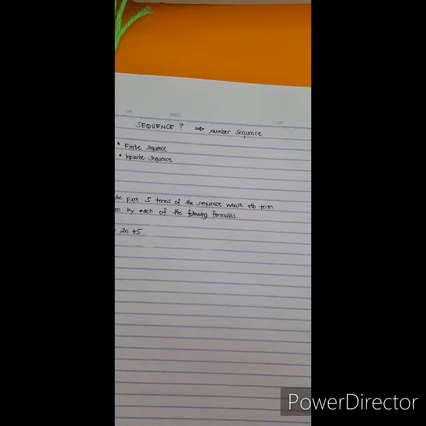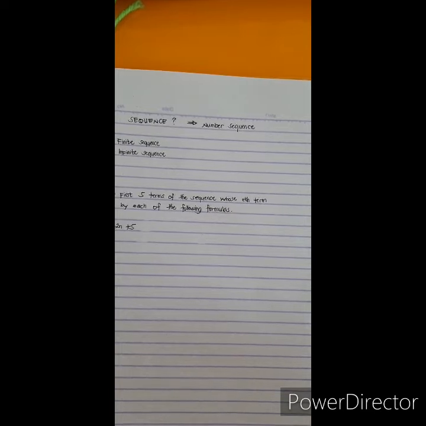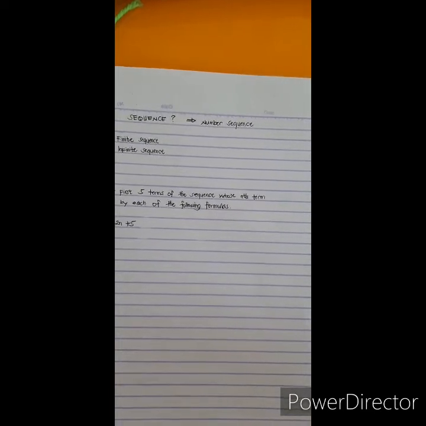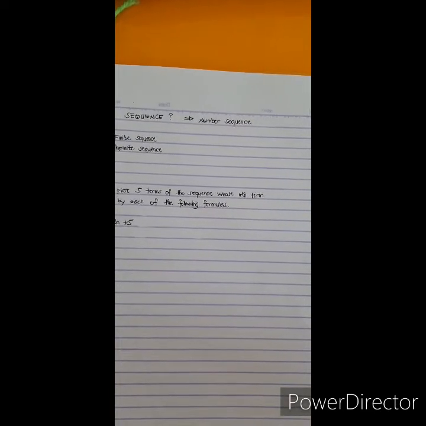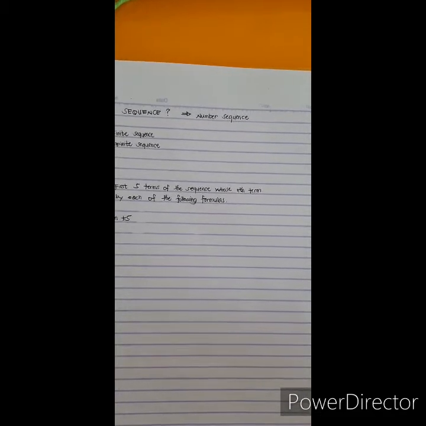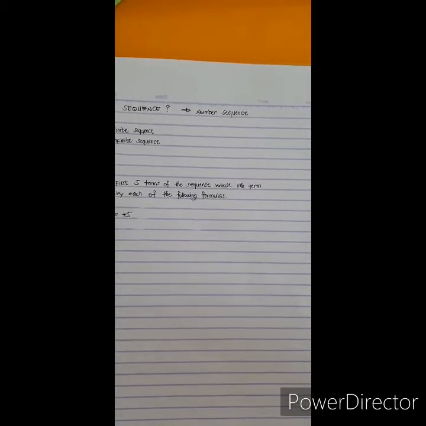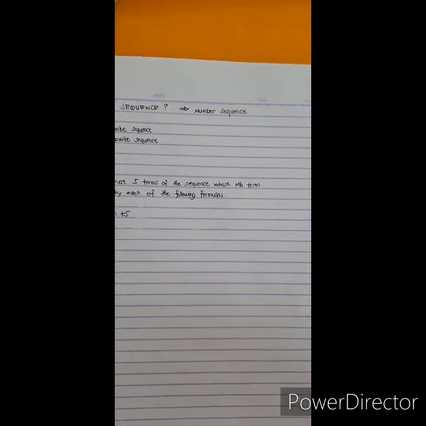It is a set of numbers arranged in such a way that each successive number follows the preceding number according to a pattern or rule. A rule defines which way to reproduce the value of each term of a sequence. Without a definite rule, a sequence cannot be formed.